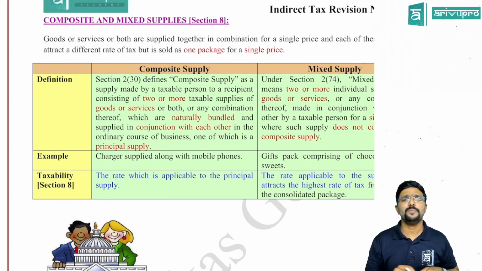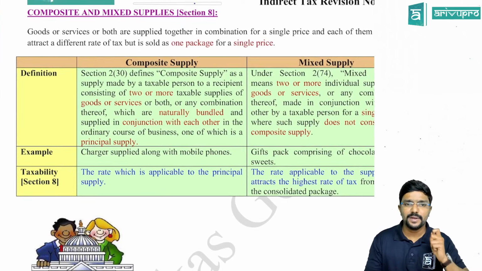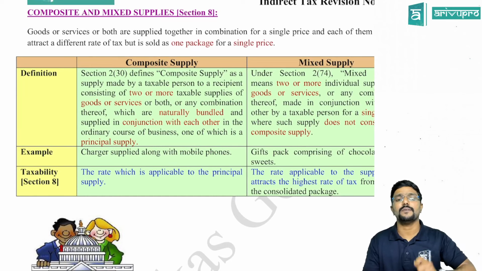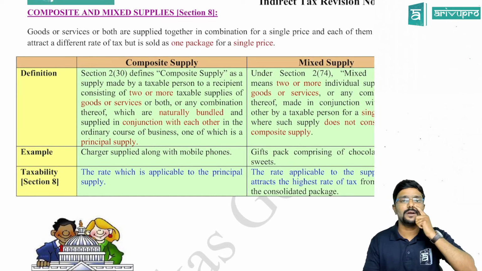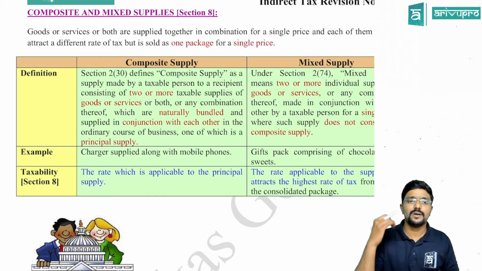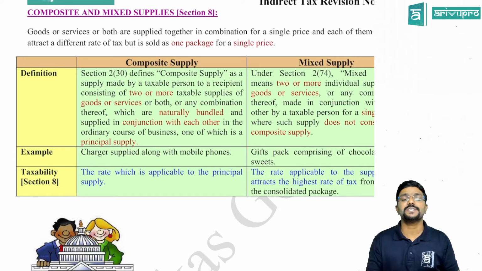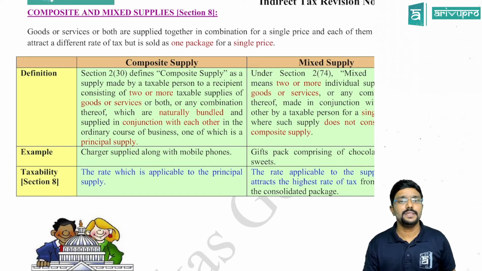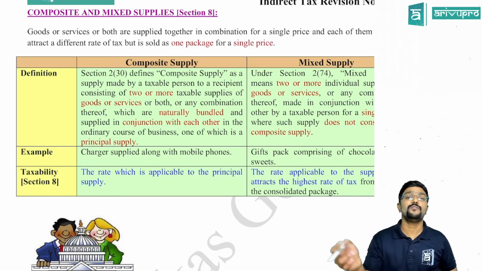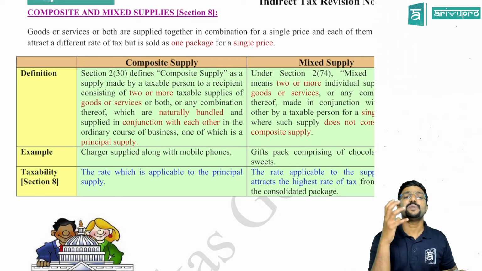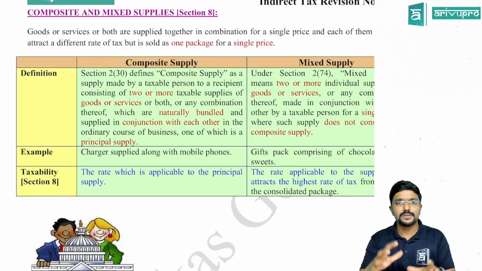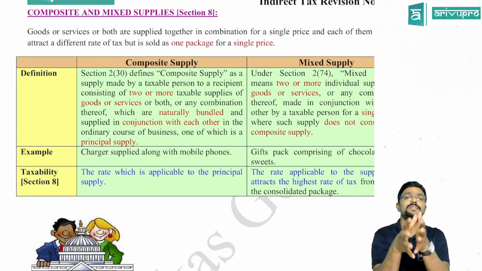Composite supply is defined under section 2(30). Composite supply is a supply made by a taxable person to a recipient consisting of two or more taxable supplies of goods or services or both or any combination thereof, which are naturally bundled and supplied in conjunction with each other, means together, in the ordinary course of business, one of which is a principal supply. Sir, what does principal supply mean? Which is having predominant position. Means because of this only, the other things have been supplied. So the other things are ancillary for this supply.